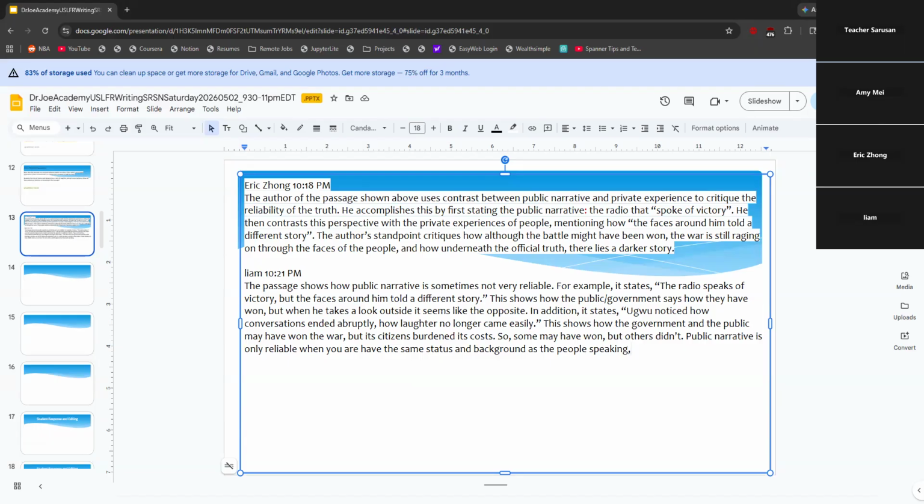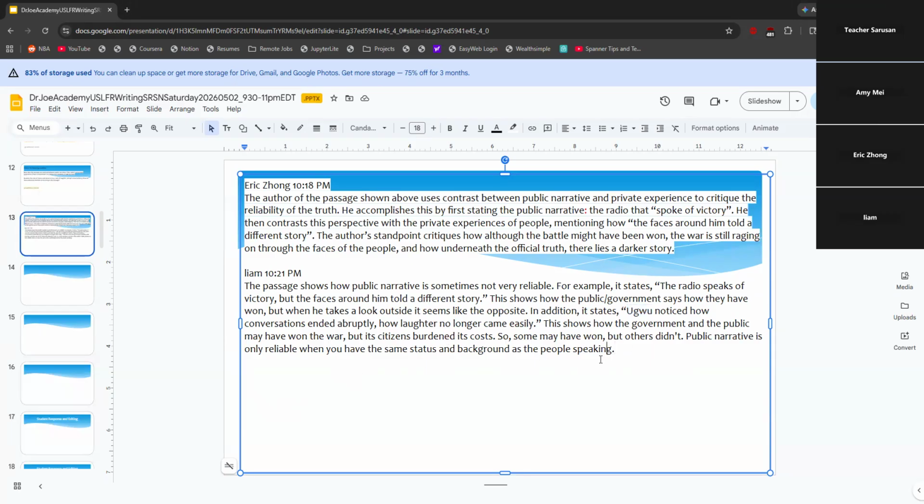So some may have won the war, but the citizens didn't. Public narrative is, I think the R is unnecessary. So when you have the same status and background as the people speaking, and it's a period. And it's a period, sure. So I'll make that change and let's take this out. So very well done. I like the quotes that you used here. It's a great addition, and you spoke specifically about one character, so that's nice.